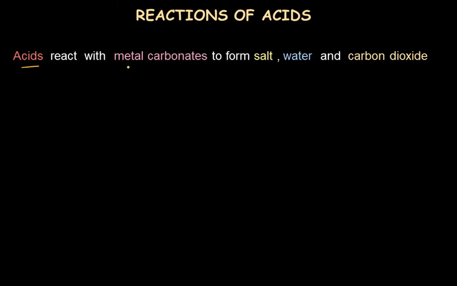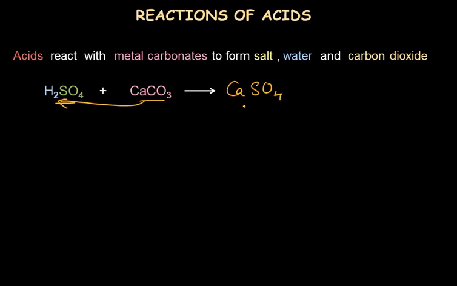Acids also react with the metal carbonates to form salt, water and one more product, carbon dioxide. Now let's understand how come the three products are formed. So in this example we have taken sulfuric acid and calcium carbonate as a metal carbonate. Now the salt formed will be the calcium salt, because calcium is going to replace the hydrogen. So calcium sulfate, the formula is correct with CaSO4, no more 2 needed.